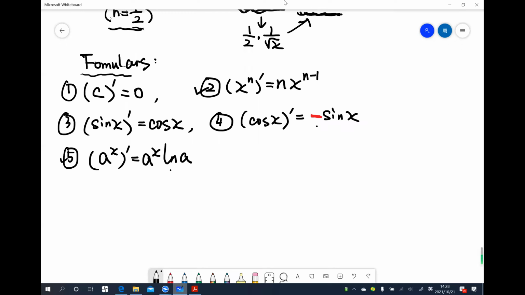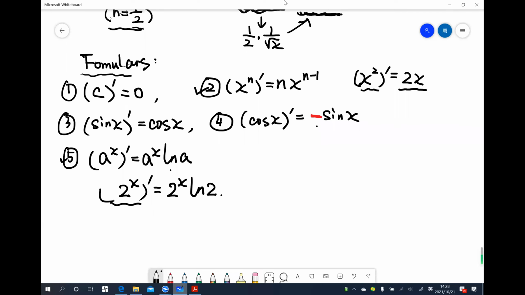Number 2 means x power 2 prime equals 2x. We have calculated that, right? And here, number 5, that means 2 power x. These two functions are totally different. And the prime here equals 2 power x times ln 2. So these two are totally different.